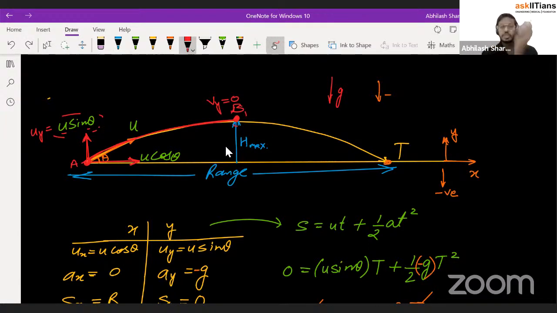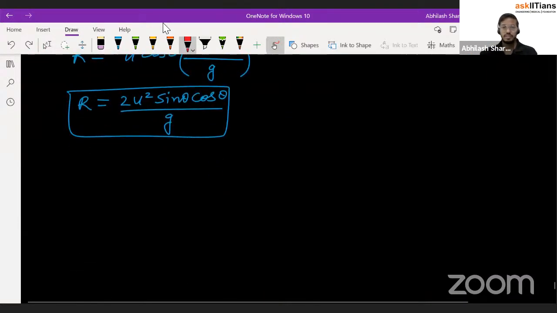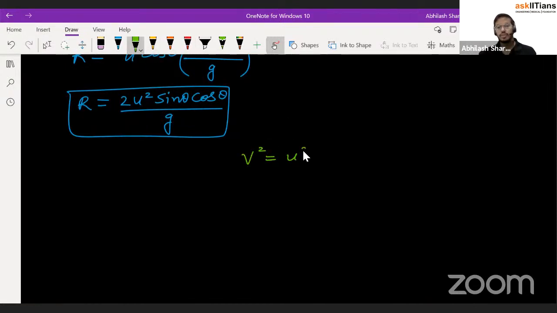So I can see initial velocity is there, final velocity is there, displacement is there, and we need to connect them. The best equation to do this is the third equation of motion. Yes, Kishore, you're right. Third equation of motion talks about v square equal u square plus 2as. Now I'll do this in the y part.